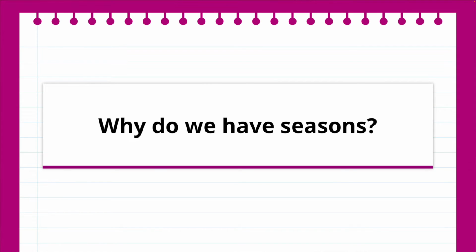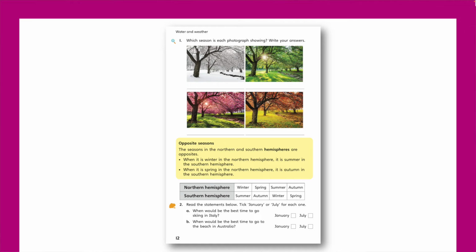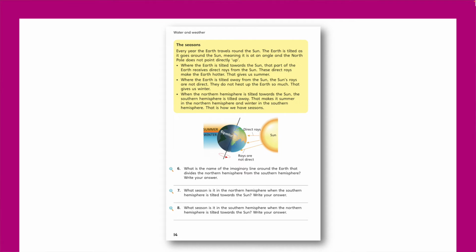The third lesson asks, why do we have seasons? Pupils will learn about how seasons are different depending on the Earth's hemisphere. The Earth's tilted axis will then show that, depending on the time of year, different places receive either direct or indirect sunlight, causing hotter and cooler periods, which we categorise into the 4 seasons.